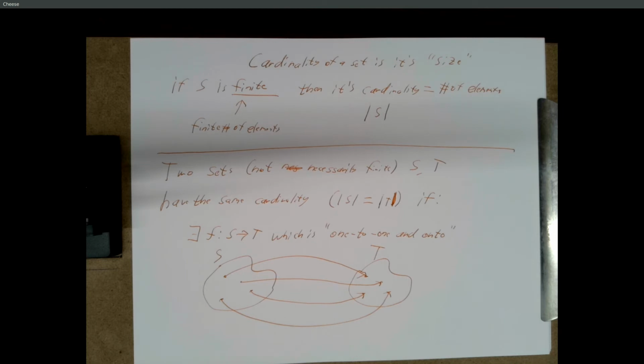For example, the positive integers and the negative integers both have an infinite number of things in them, but it's really easy to come up with a one-to-one mapping of integers bigger than 0 with integers less than 0. Right? What would such a mapping be? Take x over here, take negative x over there. It's a perfect one-to-one mapping. So the set of positive integers and the set of negative integers have the same cardinality.